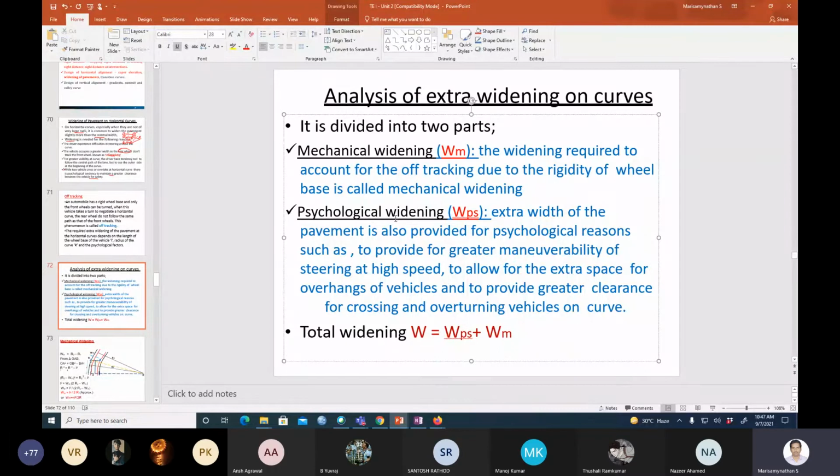So how about his ability, the steering, when coming to high speed and all? What kind of extra width is needed to nullify the psychological effect? That can be estimated as a psychological widening. When we add both together, that is considered as the total widening. So these are the two major components.